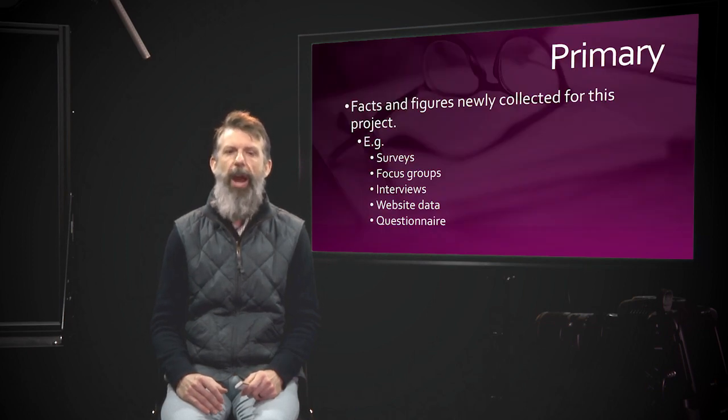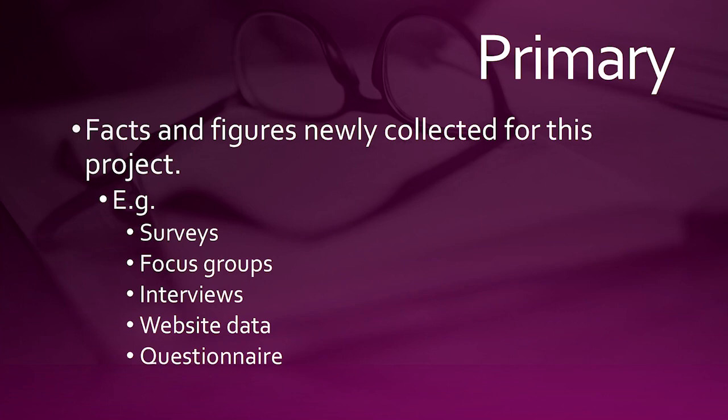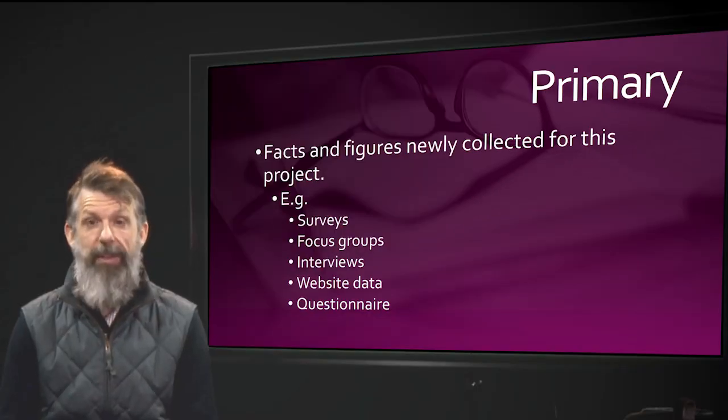When you compare that to primary research, it is research that you are doing specifically for this. You're doing all of the research yourself. So if you do it well, you know it's 100% for this problem. So you know it should be extremely accurate. These are things like surveys, focus groups, website data and questionnaires. The problem with this, though, is that it's expensive. You have to pay people to do it.